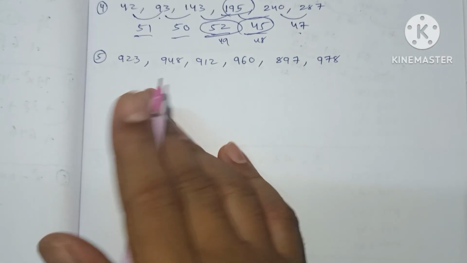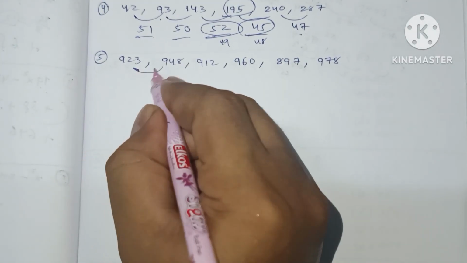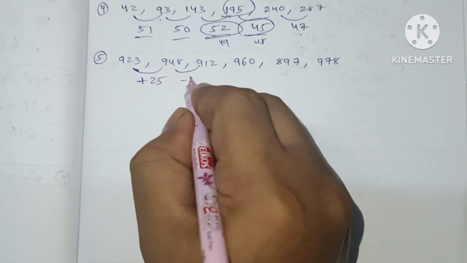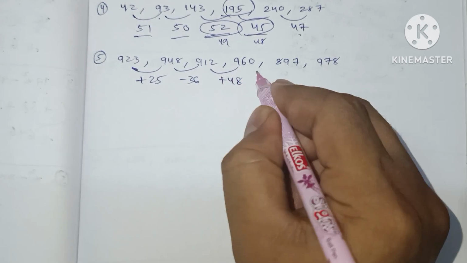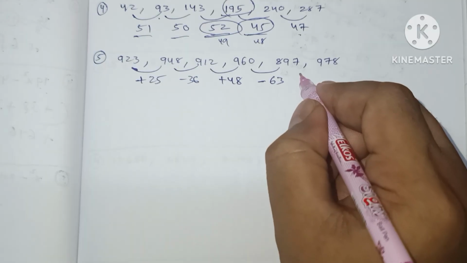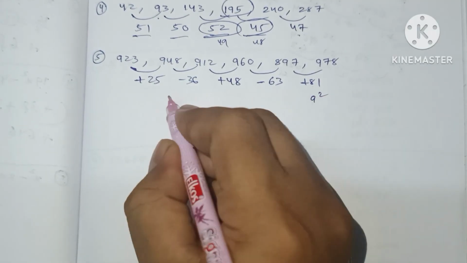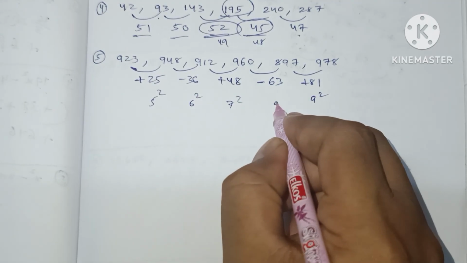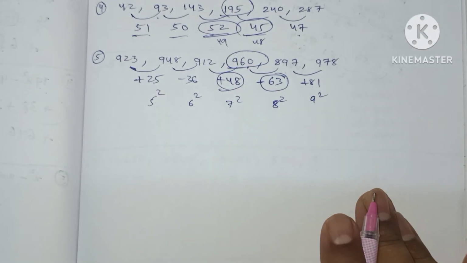Next question, fifth one. These numbers are slightly varying, so we'll go with differences. Here the difference is plus 25, here minus 36, here plus 48, here minus 63, here plus 81. This is 9 square, 5 square, 6 square, so it must be 7 square and it must be 8 square. These two numbers are wrong, so this is our wrong number.